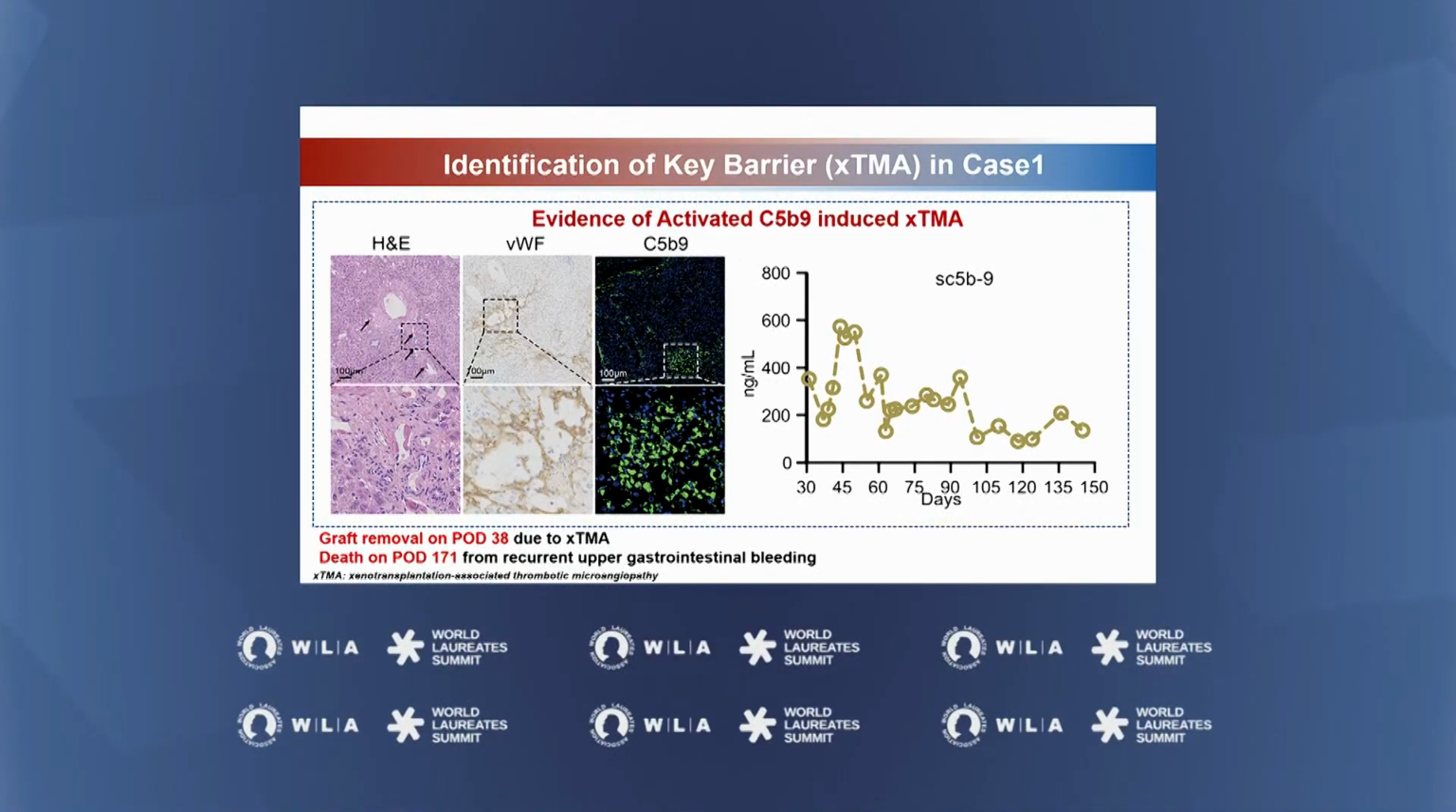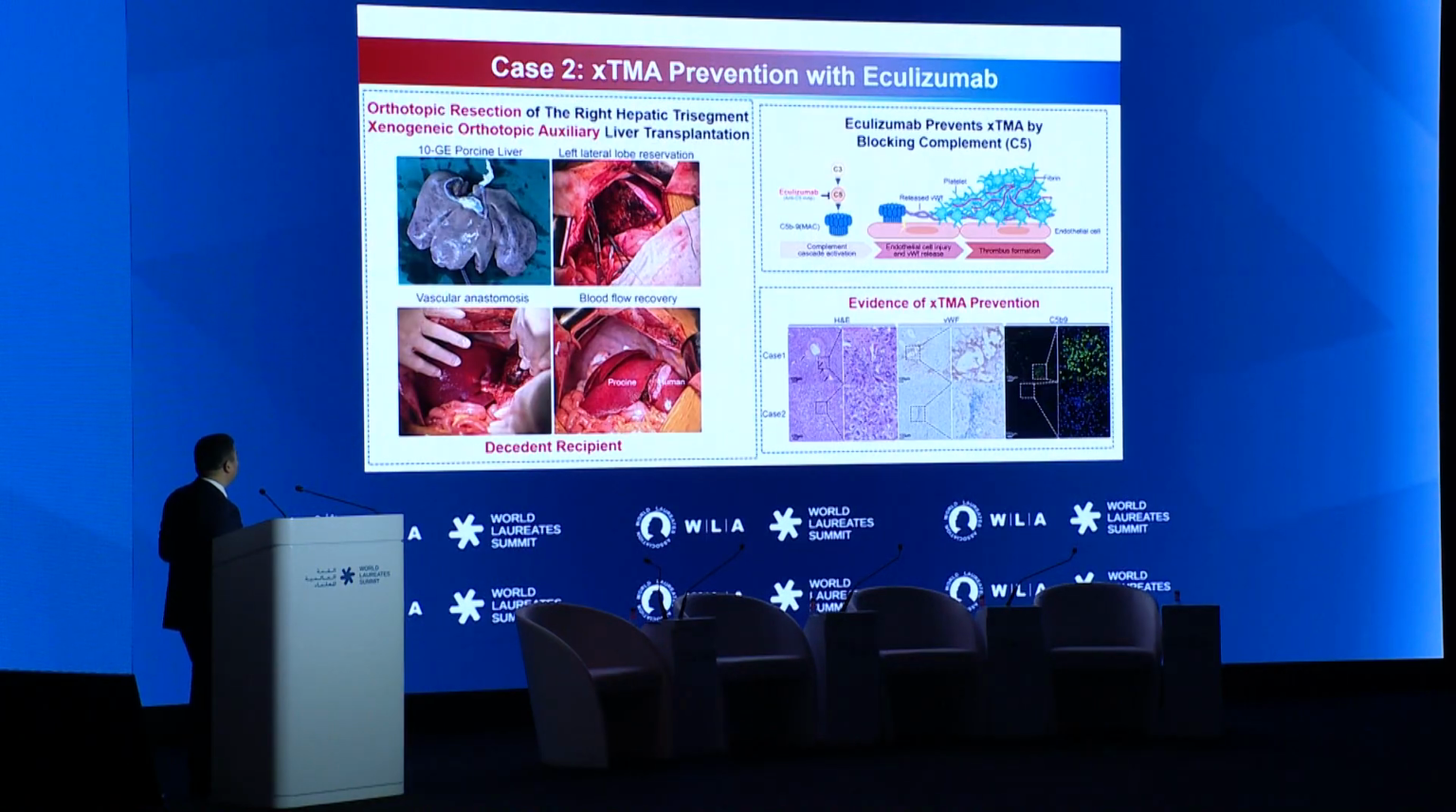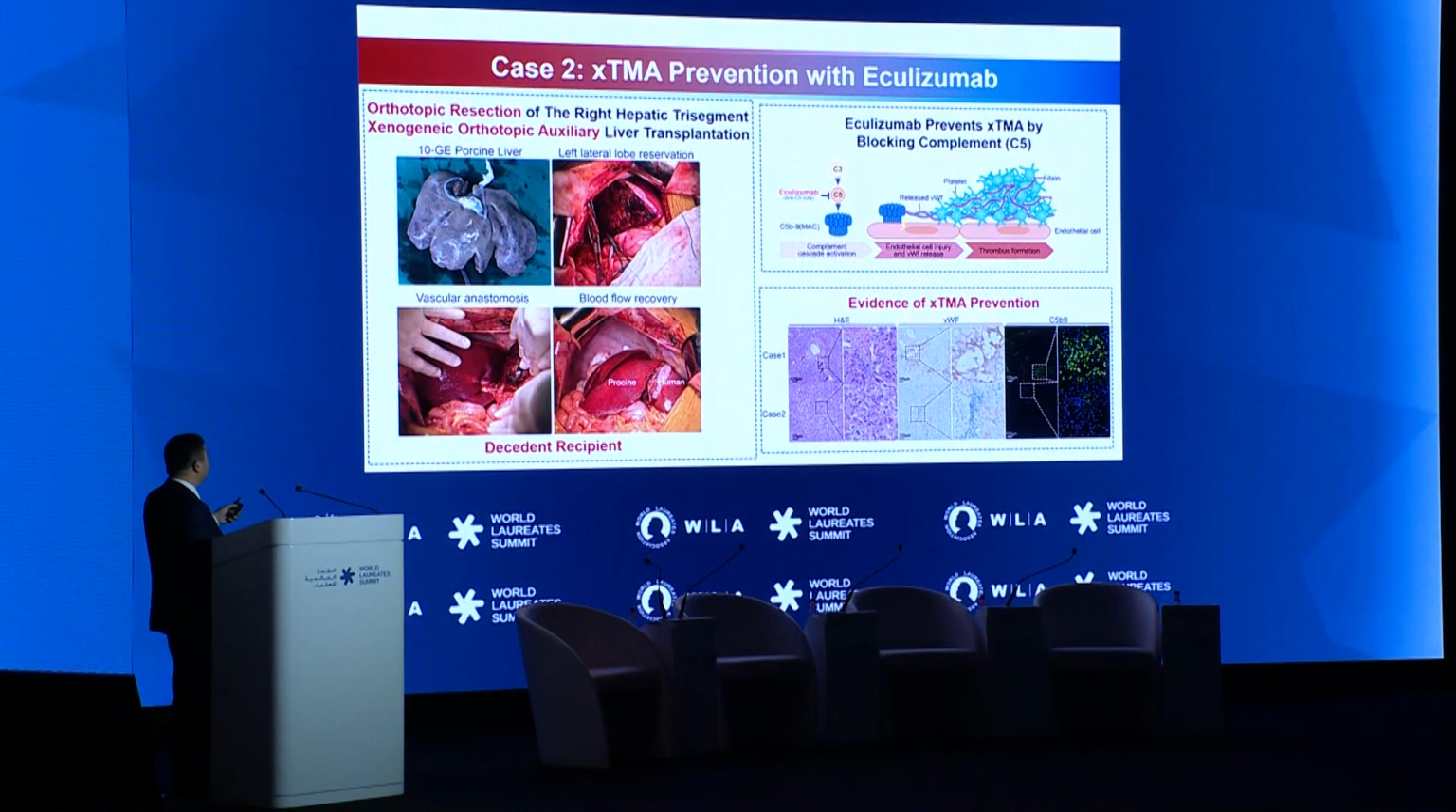At 30 days after surgery, we got TMA, a very bad barrier for xenotransplantation. So for this case, we asked whether we can get rid of the TMA. This time we used a prophylactic C5b9 antibody. It was the same way: tri-segmental right hepatic resection and transplantation of the porcine liver. This time you can see there's no complement expression, and there's no TMA.